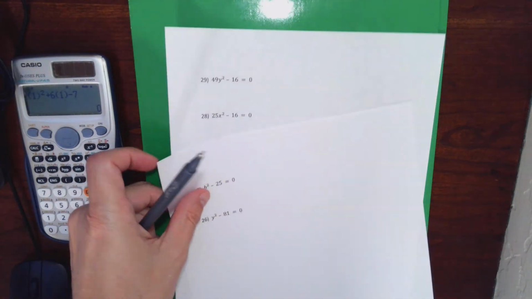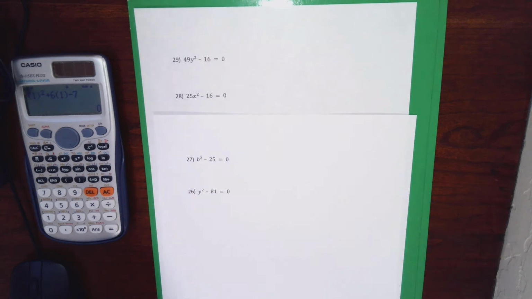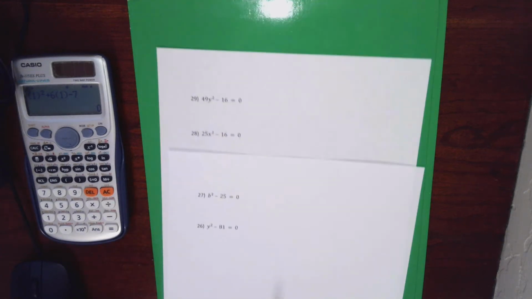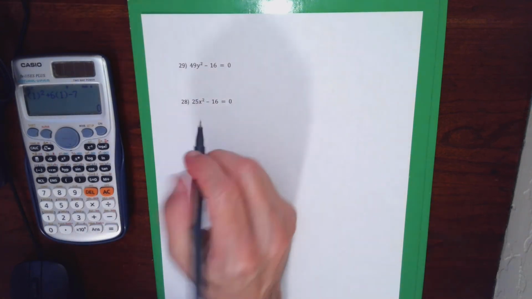so I'm going to do the ones that are a little bit harder. If I look at 26, 27, 28, and 29, they're all difference of squares. They're all going to factor into 2 essentially identical parentheses, one with a plus sign, one with a minus sign. I square root the coefficients, square root the constants, divide the exponents by 2. 28 and 29 look harder than 26 and 27. I'm going to skip 26 and 27, and I'm going to factor 28 and solve it.